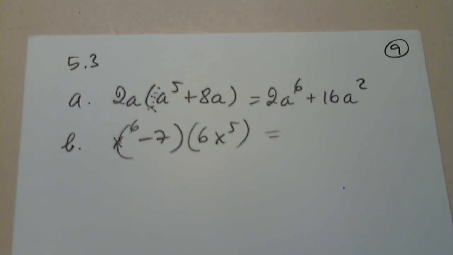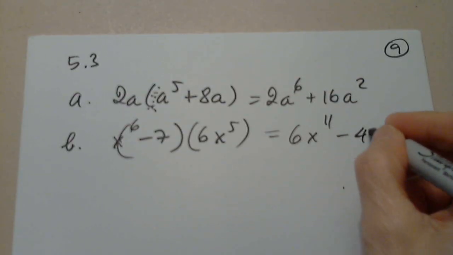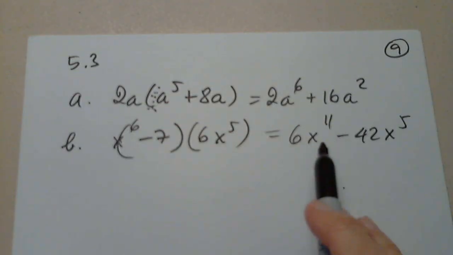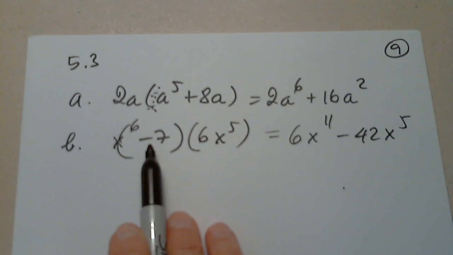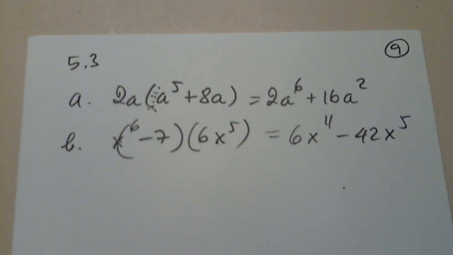Anybody? 6x to the 11th minus 42x to the 5th. Very good. 6 times the imaginary 1 is 6. Copy the base, add the exponents. Multiply negative 7 by 6, get negative 42, and just copy x to the 5th.